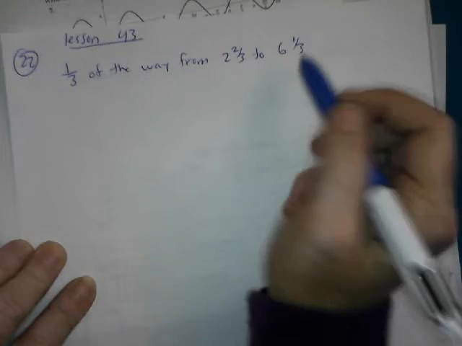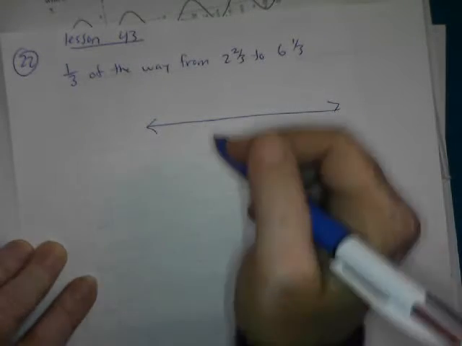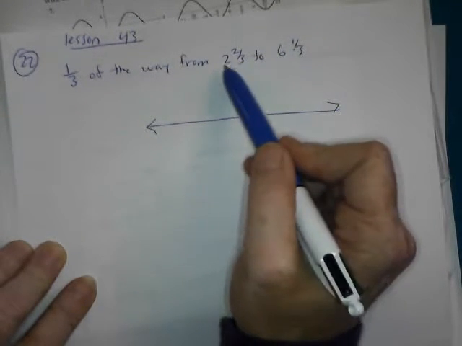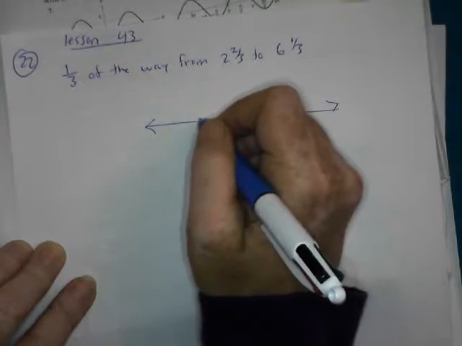Okay, this is lesson 43, number 22. One third of the way from 2 2/3 to 6 1/3. So let's just say 2 times 3 is 6. That's 8/3, or 2 2/3.